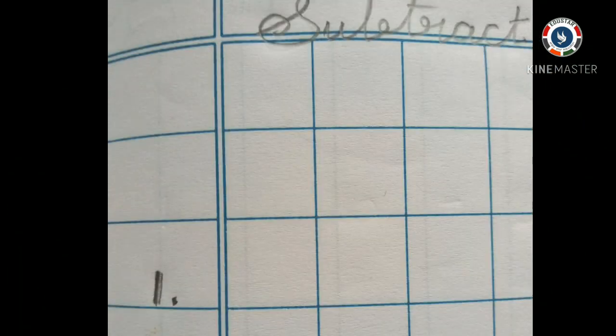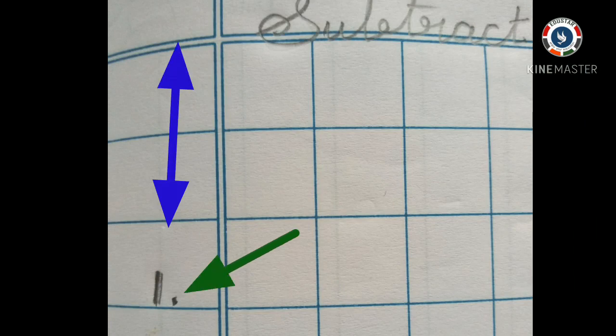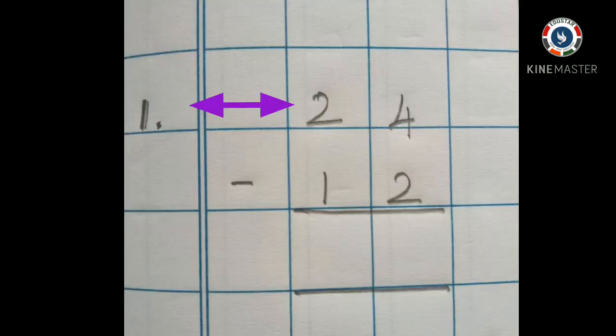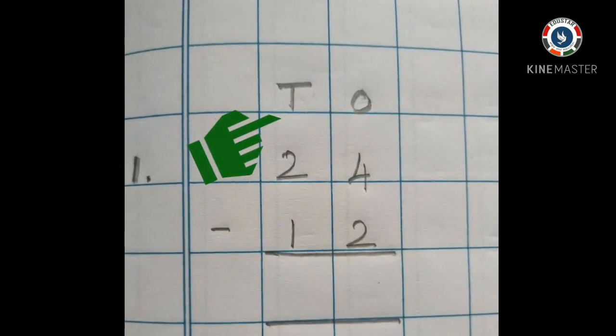After writing the topic, leave 2 lines, write number 1 in the margin. Then leave 1 box, write the sum 24 minus 12. Here both are 2 digits. So mention the place value as like this. Now we can start our subtraction.